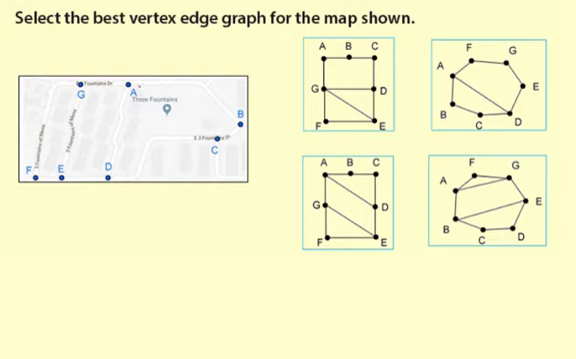So for example, the map doesn't show a direct route from A to C, so if you had one of those in your vertex edge graph, that would not be a valid choice. One way you might go about this is actually draw a vertex edge graph from the map and then compare it to these and see if you can find one that's like it. Maybe I'll just go ahead and do that, and then we can compare.